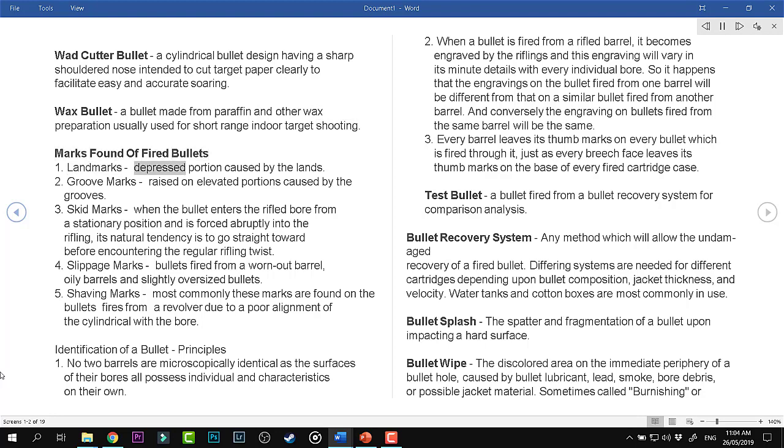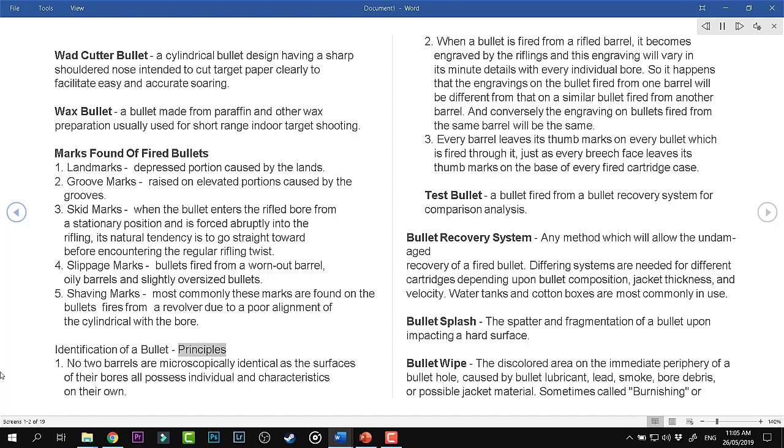1. Land marks, depressed portions caused by the lands. 2. Groove marks, raised or elevated portions caused by the grooves. 3. Skid marks, when the bullet enters the rifled bore from a stationary position and is forced abruptly into the rifling, its natural tendency is to go straight forward before encountering the regular rifling twist. 4. Slippage marks, bullets fired from a worn-out barrel, oily barrels and slightly oversized bullets. 5. Shaving marks, most commonly these marks are found on bullets fired from a revolver due to a poor alignment of the cylinder with the bore.